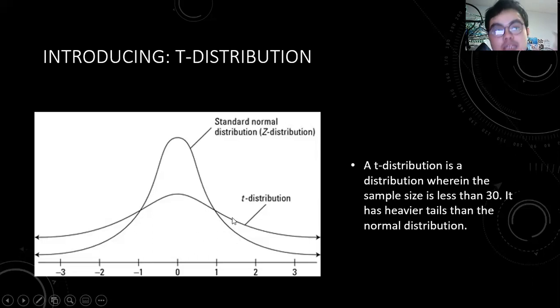When we say the t-distribution, it is widely expected that it has a higher standard deviation because of its lower sample size. Why does the z-distribution have a much more narrow figure? It's because the sample size is higher.